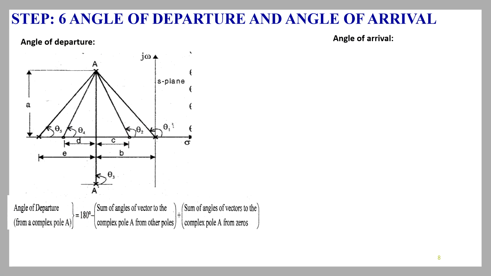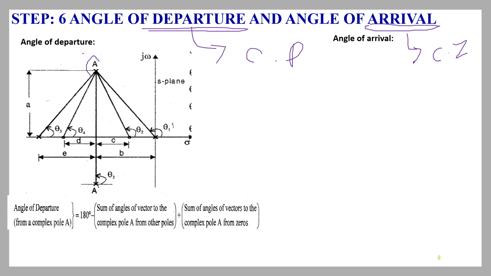The next step is angle of departure and angle of arrival. From the name itself you can say angle of departure: the branch will always depart from a pole and it will approach a zero. Angle of arrival means the arrival point is always a zero. Is it right? So whenever you have complex poles, calculate the angle of departure. Whenever you have complex zeros, you need to calculate the angle of arrival. When you don't have complex poles and complex zeros from step number 1, you can skip step number 6. Right? So how to calculate angle of departure and angle of arrival?